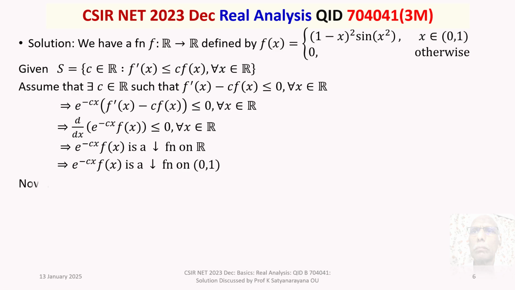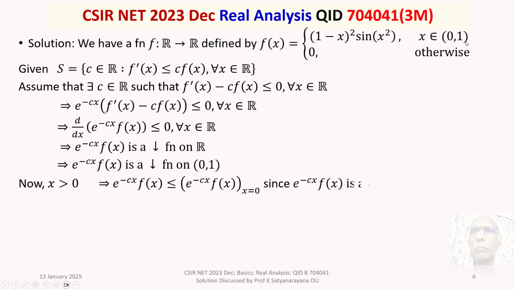Now x belongs to 0 to 1, that means 0 less than x less than 1, that means x is greater than 0. So now x greater than 0 will give you e to the power of minus Cx into f of x, that is the function, is less than or equal to e to the power of minus C times 0 into f of 0, its value at x equal to 0.